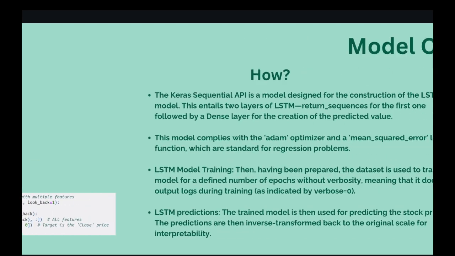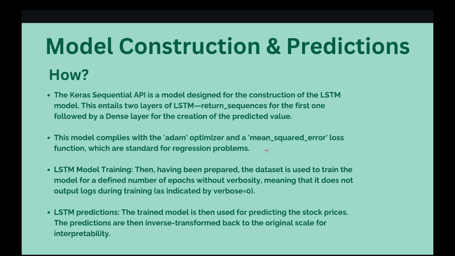Model construction: we built this model using the Keras sequential API. We've set it up with two layers of LSTM. The first layer uses return sequences to pass on its output to the next layer. Then we have a dense layer to generate the final predicted value. For training, we're using the Adam optimizer, and mean squared error is our loss function, which is minimized by the model. These are pretty standard for regression problems. Now we train the model on the data set for a certain number of epochs. In our case, it was 10, as you can see, and our batch size was 1.